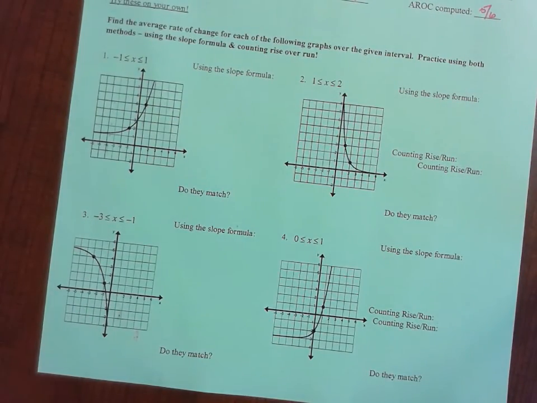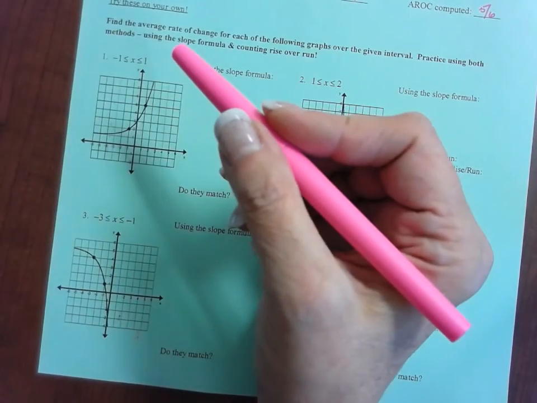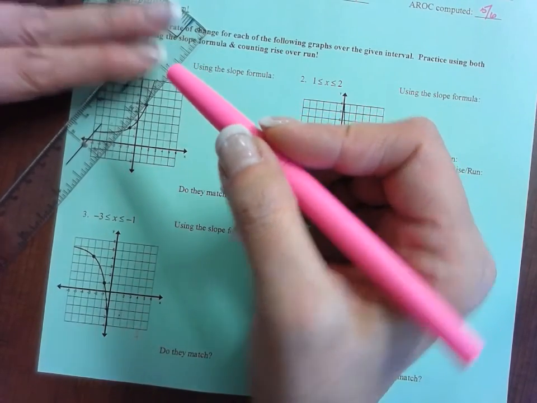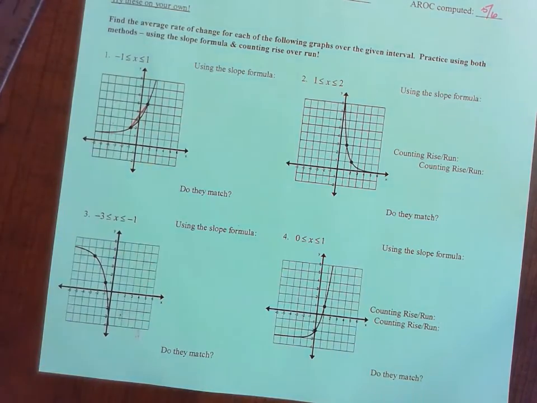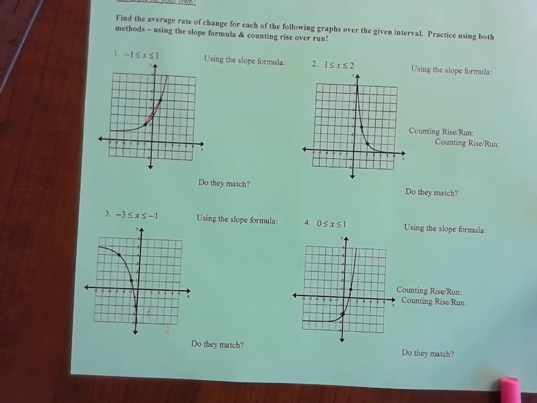Okay, I'm only giving you 4 practice. Do the slope formula, do the rise over run, draw your line between the two, and you're going to be good.